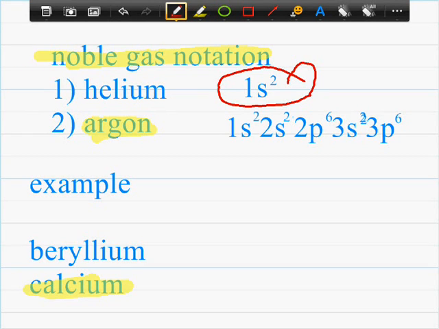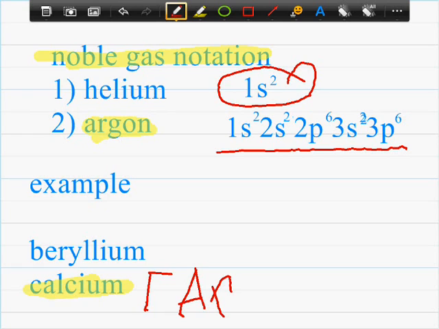So instead of writing out all of this, 1s2, 2s2, 2p6, 3s2, 3p6, when you're writing out calcium's electron configuration, you can actually skip all of that and simply put argon's atomic symbol, which is Ar, inside of brackets. You then can skip writing all of this and move on to the next orbital shape. So after our argon, which ends in 3p6, comes 4s.